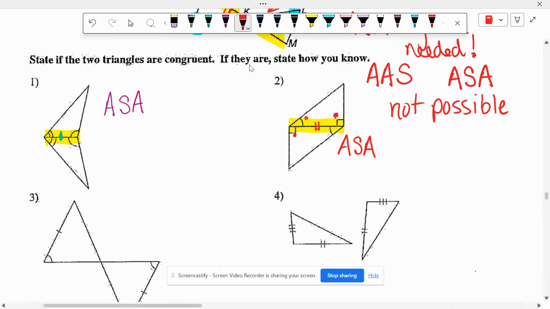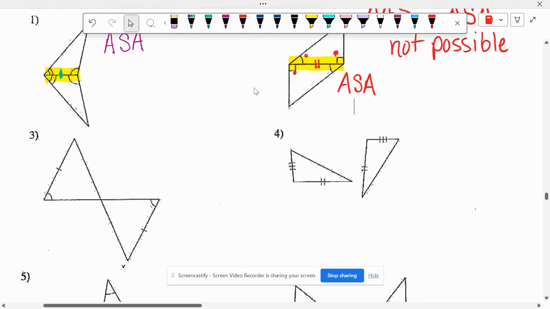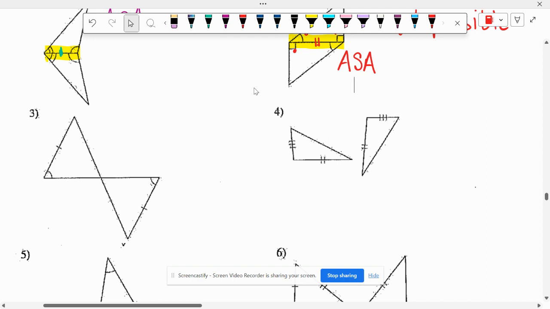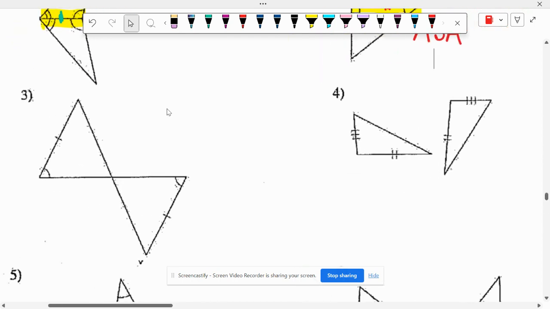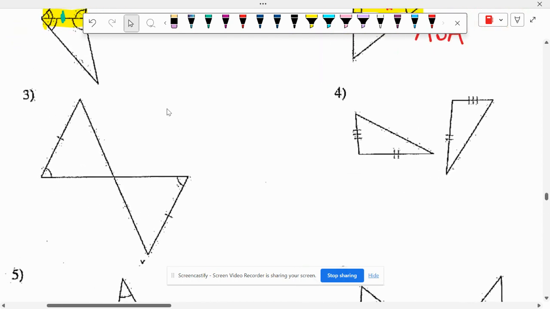Okay. What about example number 3? Could we use any of the two theorems that we just learned to say that those two triangles are congruent? What are you going to do, Caleb? How are you going to do it?